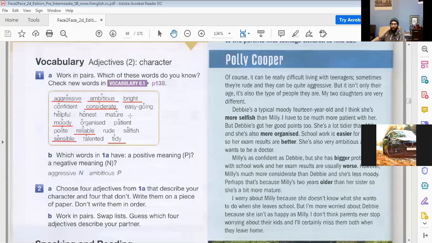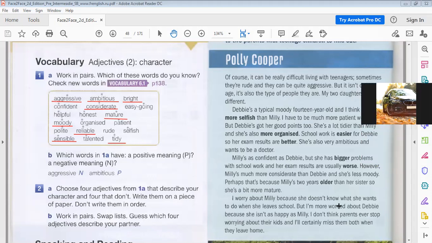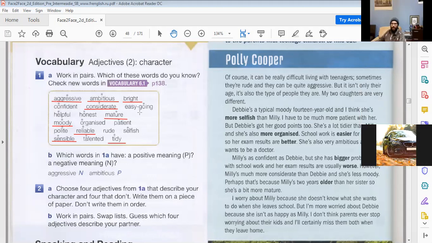Mature? Is it new? Mature? Yeah. Okay. Then we have selfish. Is it new? Selfish? Or not new? Not new. Easygoing.